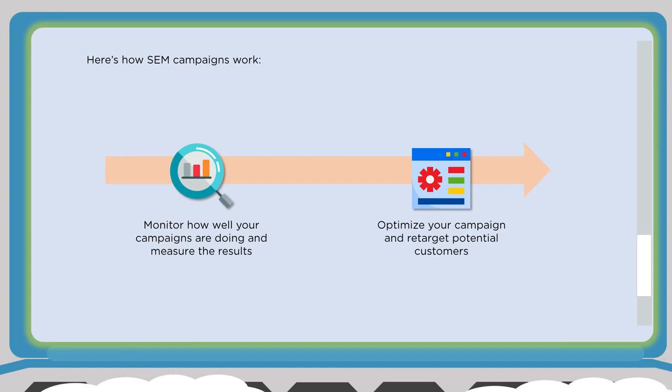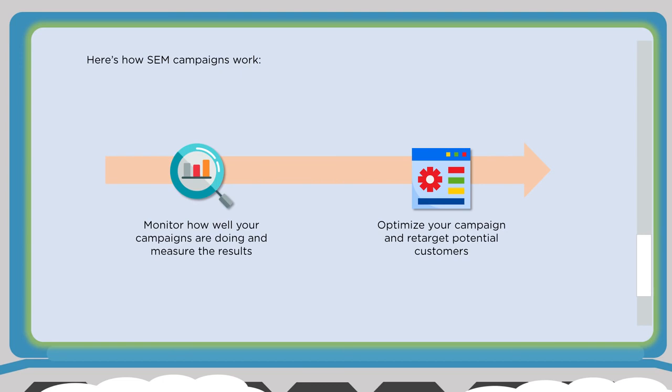And then just as important, you want to be able to optimize your campaign. Because if it's not performing, if you're running a campaign, you're running up costs, and you're not getting conversions, you're probably not going to be continuing to run those campaigns. So you want to optimize your campaign and retarget potential customers. So retargeting is always a good option.